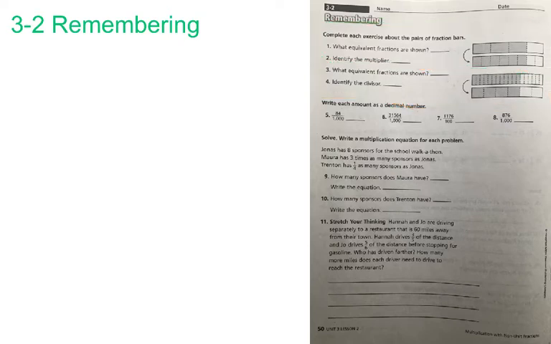and 4. And when you look at these top two fraction bars for number 1, it says what equivalent fractions are shown. Well, what you're going to do in the top bar is you're going to figure out what the fraction bar is telling you. We know that there are 1, 2, 3, and 4 total pieces, okay? So there's 4 total pieces, and of those 4 pieces, how many are shaded? 1, 2, 3. So the top bar is 3/4.